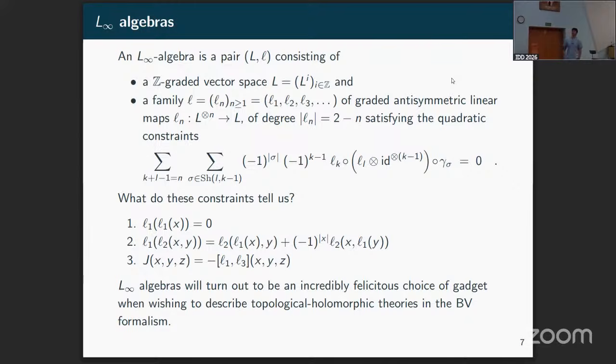So you have that L1 squared is equal to 0. That tells us that L1 is a degree 1 map that is nilpotent. Therefore, it forms a differential on this graded vector space. So an infinity algebra has an underlying differentially graded algebra. The L1 has to play with the L2 map, and it does so like this, and it just shows that actually the L1 is a graded derivation of this L2 map.